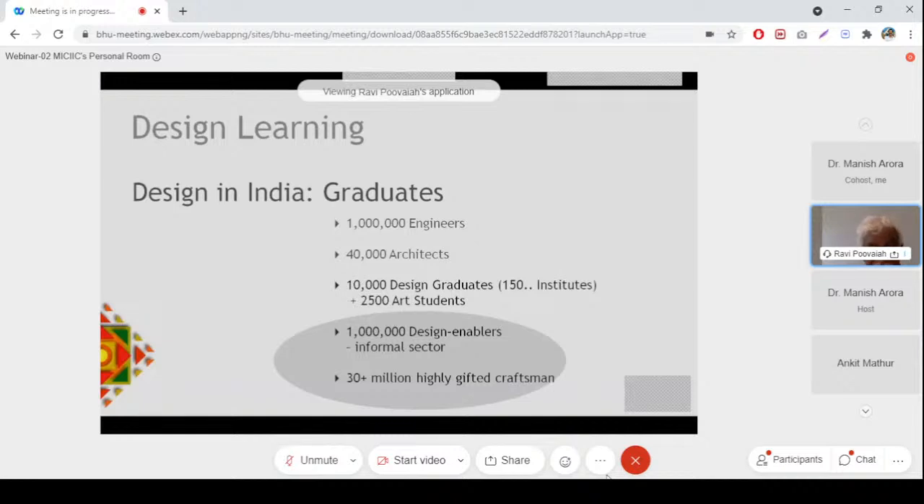But the good thing is that there are so many people who are now designers, who are involved in interacting with craftsmen, working with them, and producing objects which have the craftsmanship in them.